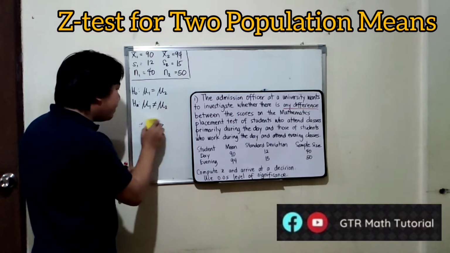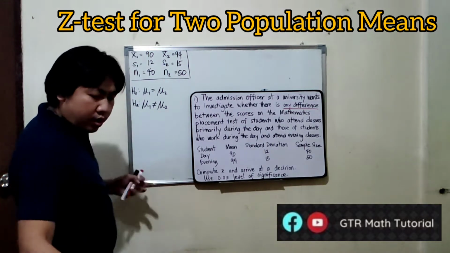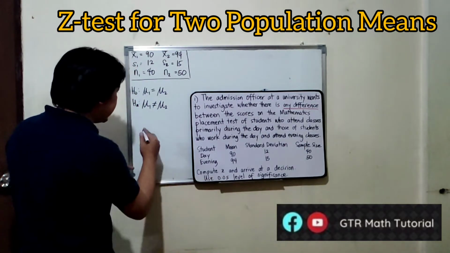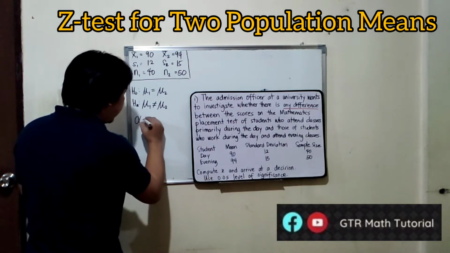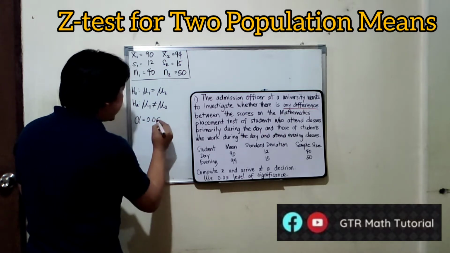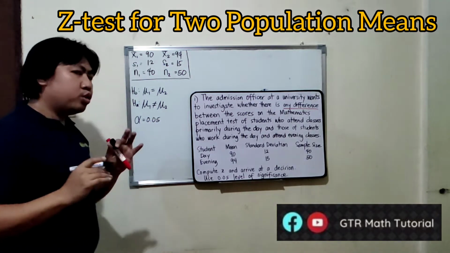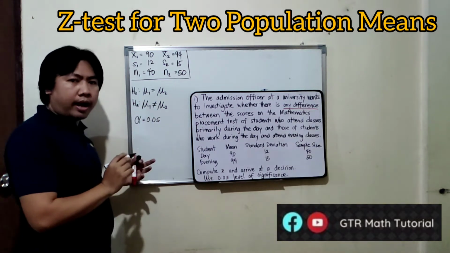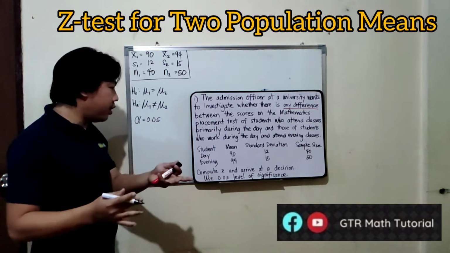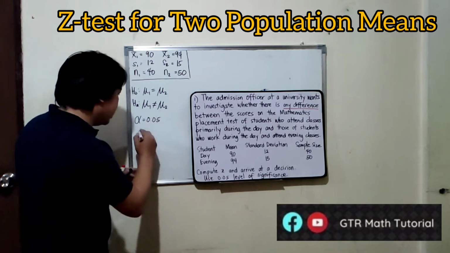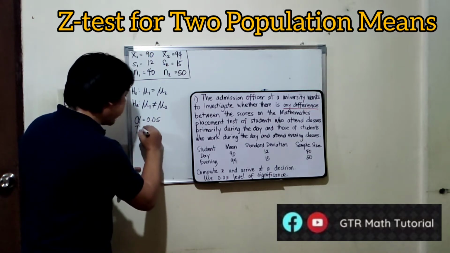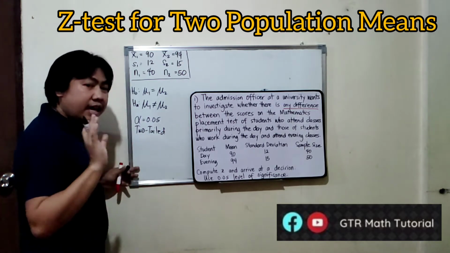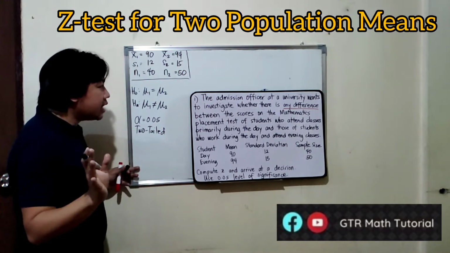So ano ang ating level of significance? So step 2, level of significance is given. So use 0.05 level of significance. So alpha is 0.05. And then we will use two-tailed. Why two-tailed? Because of the symbol equal and not equal. So if we use greater than or less than, so that is one-tailed. So 0.05, two-tailed. Then third step is what is the test statistics that we're going to use.